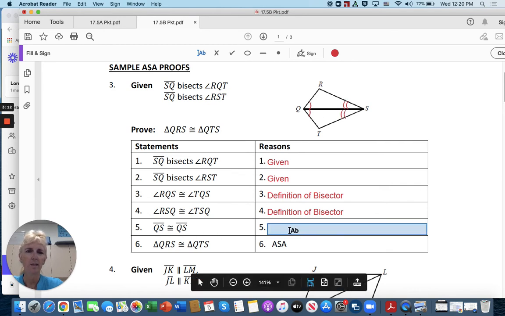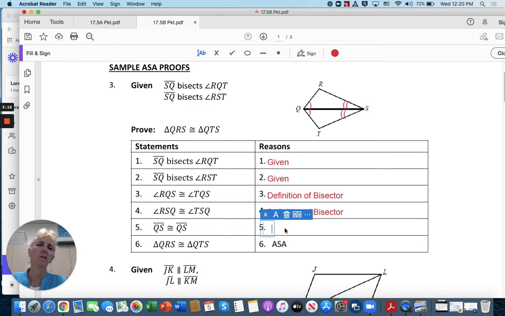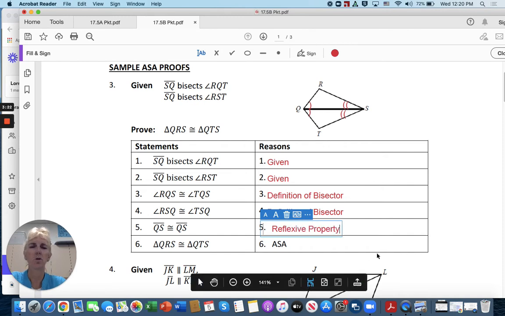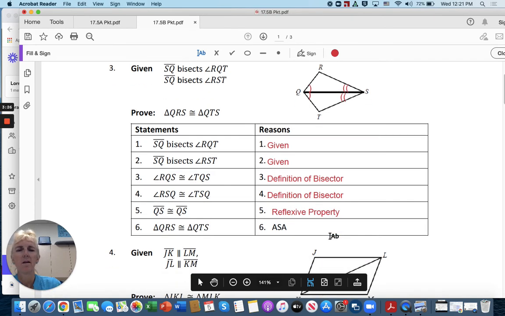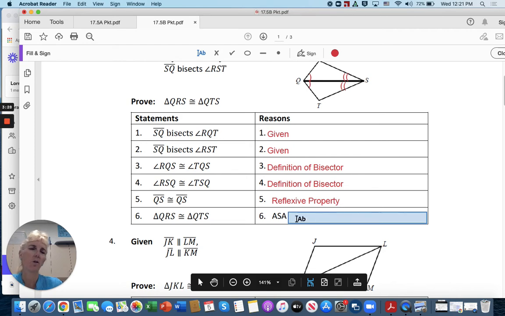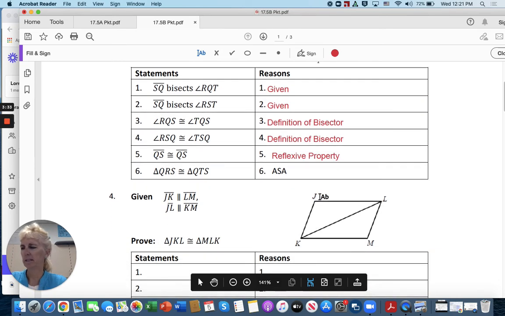Now, QS is congruent to QS. Well, that's like looking in the mirror, right? So it's the reflexive property. And then we know triangle QRS is congruent to triangle QTS from angle side angle congruency. And you're finished. That's all angle side angle is.